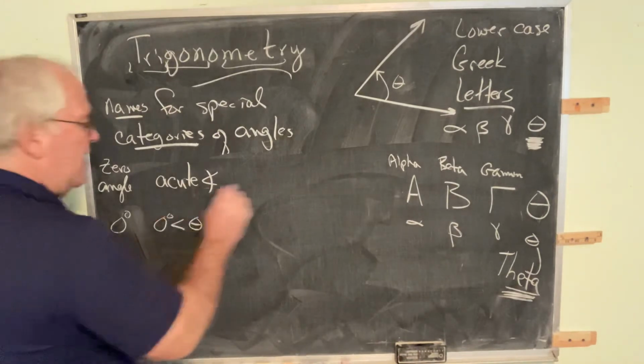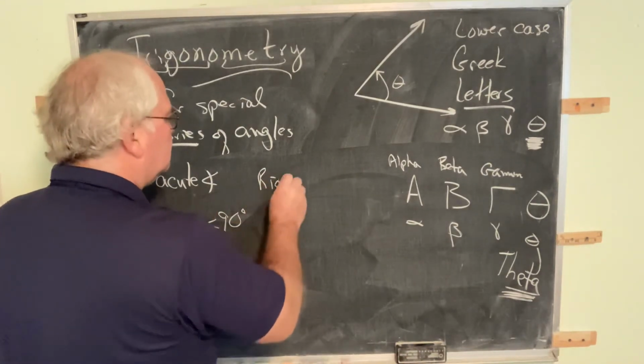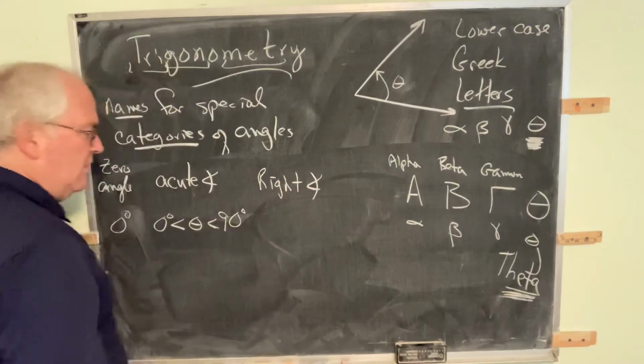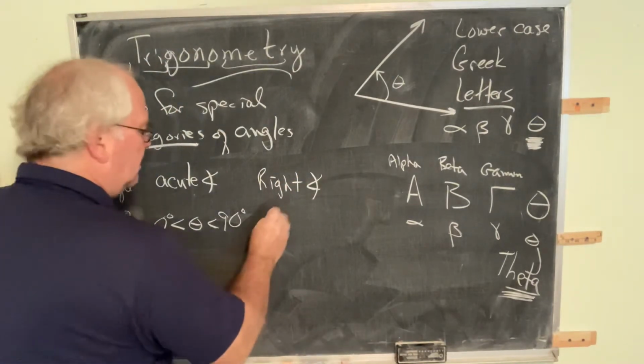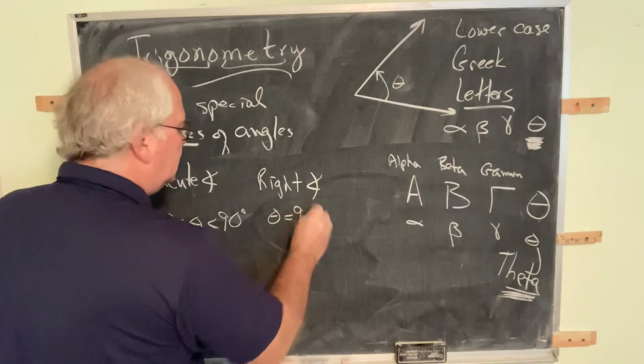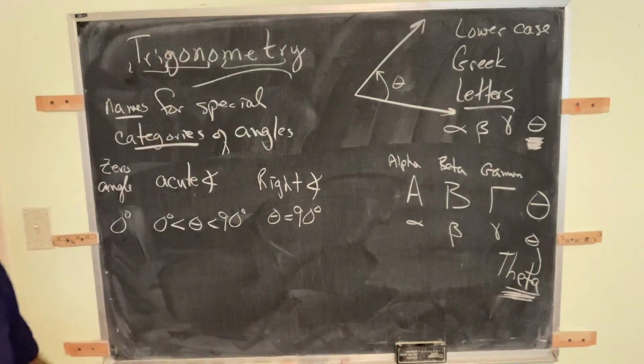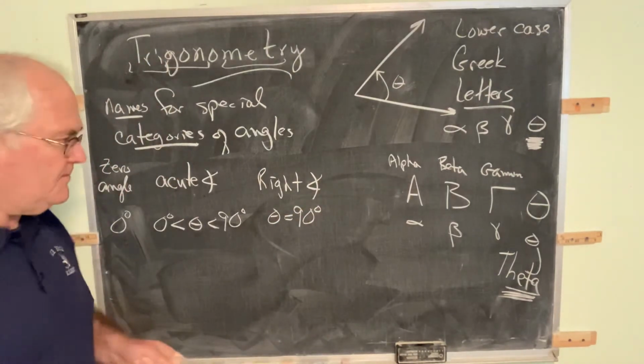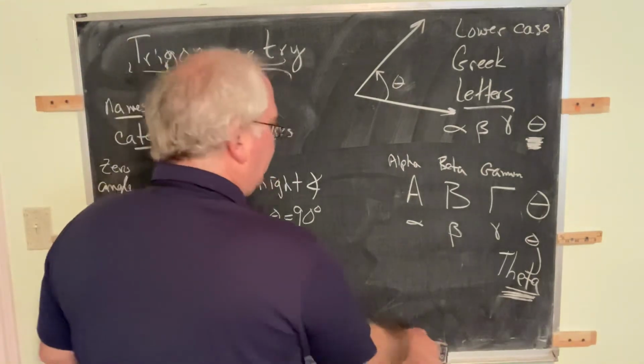All right, then we have a right angle. And we know what that is. An angle is a right angle if theta is equal to 90 degrees, not equal to 90. It's equal to 90 degrees. Let's get some space here.